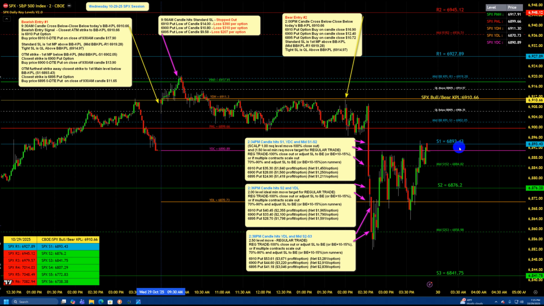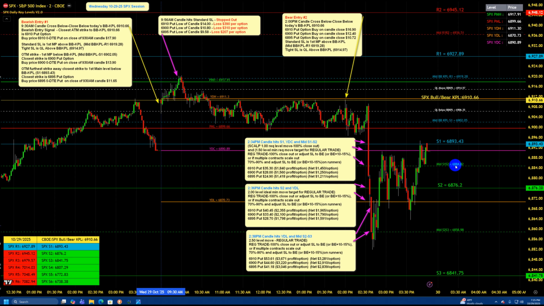Just as a quick example, and we have a video on this topic as well that you can go into more detail, if instead we were taking the trade off the S1 level and we were taking a bearish trade, and we had a bearish entry signal off of the S1 instead of the one up here, then our at the money would be the closest to this level. So our at the money standard play would be the 68.95 put.